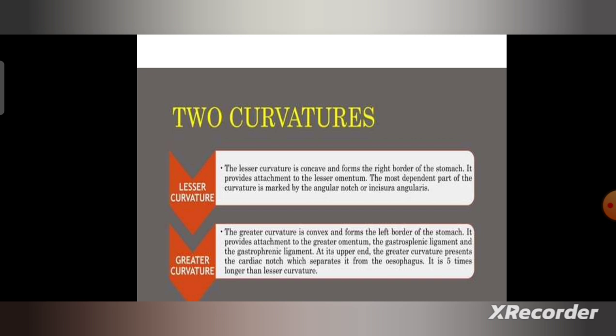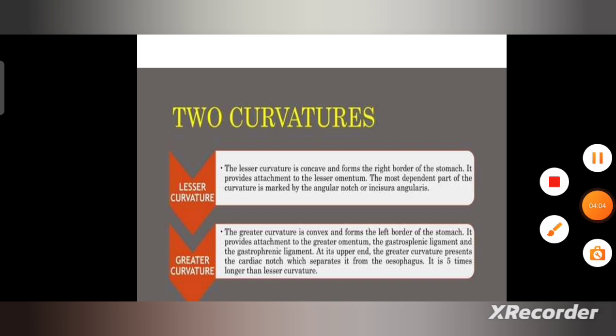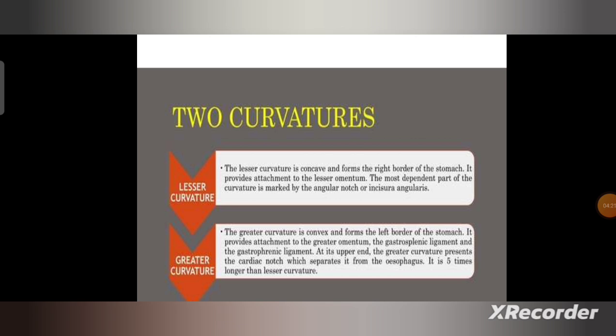Next are the 2 curvatures of the stomach. First is the lesser curvature. The lesser curvature is concave and forms the right border of the stomach. It provides attachment to the lesser omentum, and the most dependent part of the curvature is marked by the angular notch or incisura angularis.